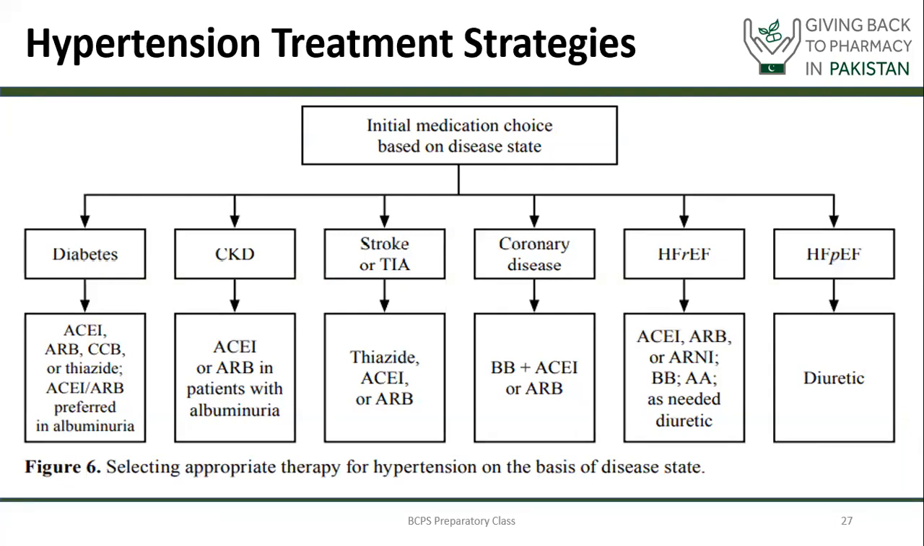So what kind of medication we will start, again based on the comorbidities of the patient, what the other problems he has except hypertension. Like if the patient had diabetes, chronic kidney disease, stroke, or transient ischemic attack, coronary disease, heart failure with reduced ejection fraction, heart failure with preserved ejection fraction. This regimen will be according to these comorbidities of the heart failure. There is some detail of this in this table.